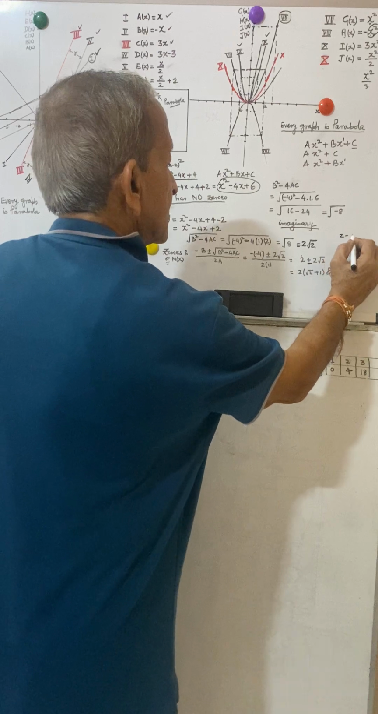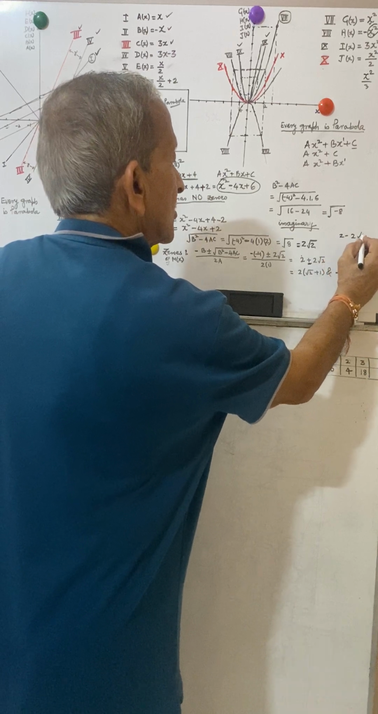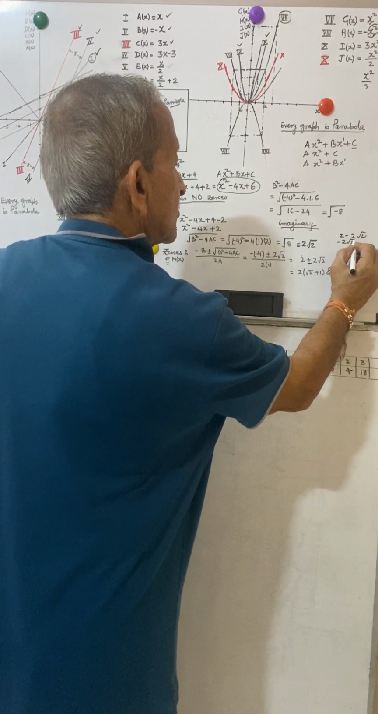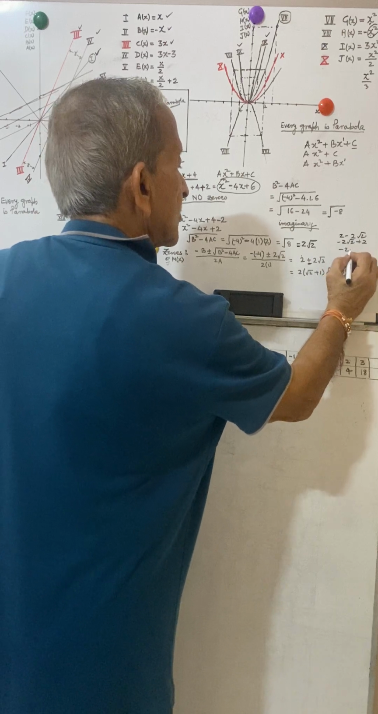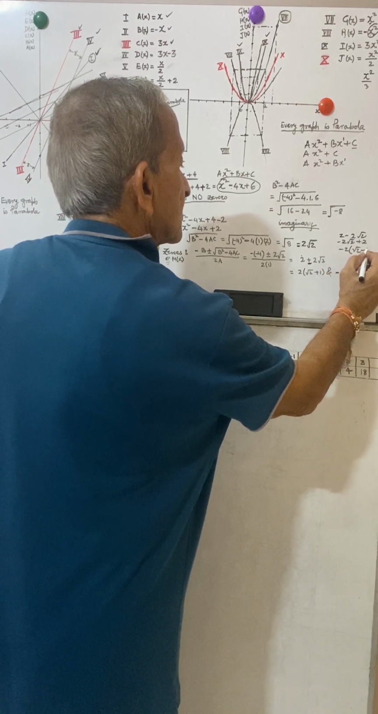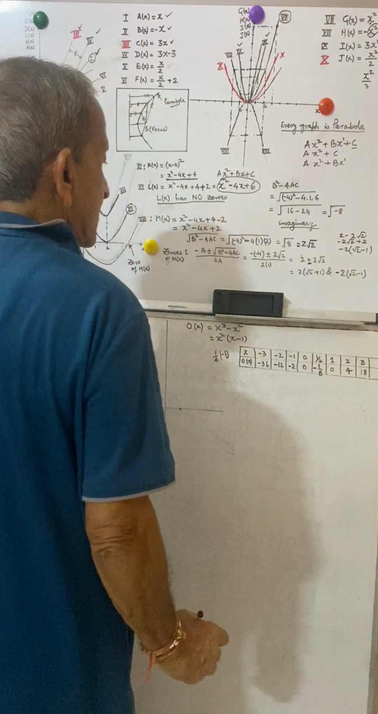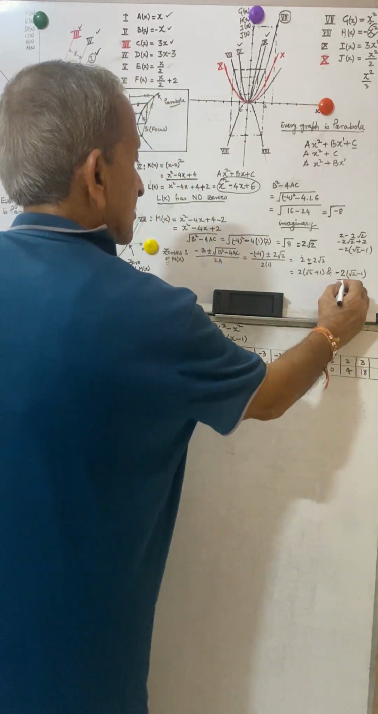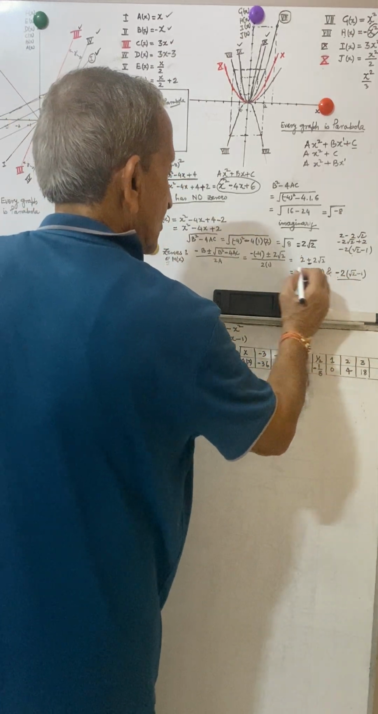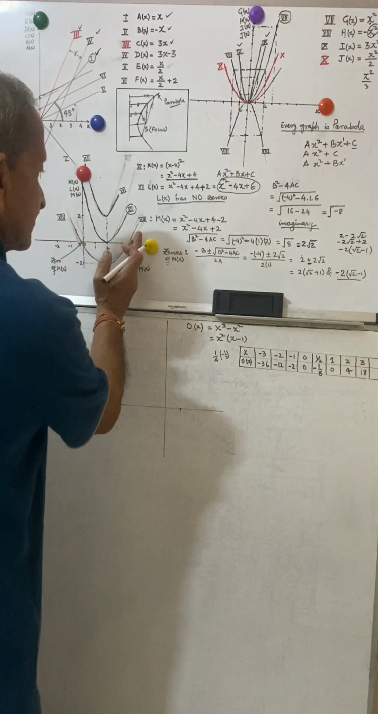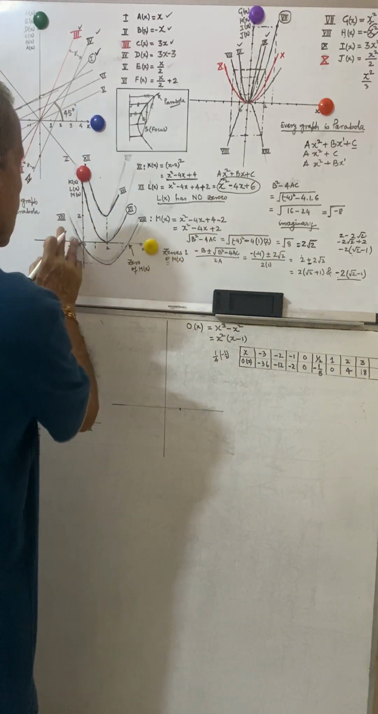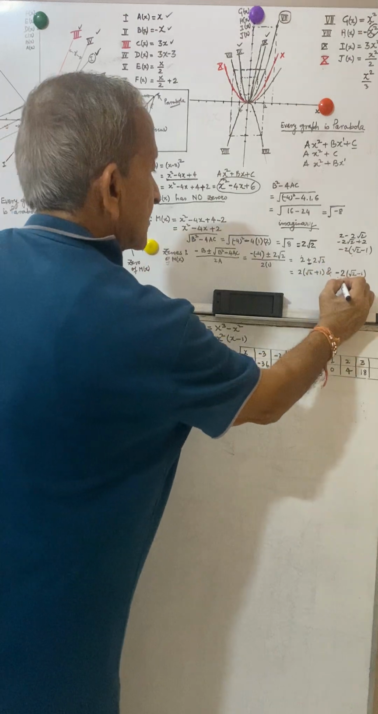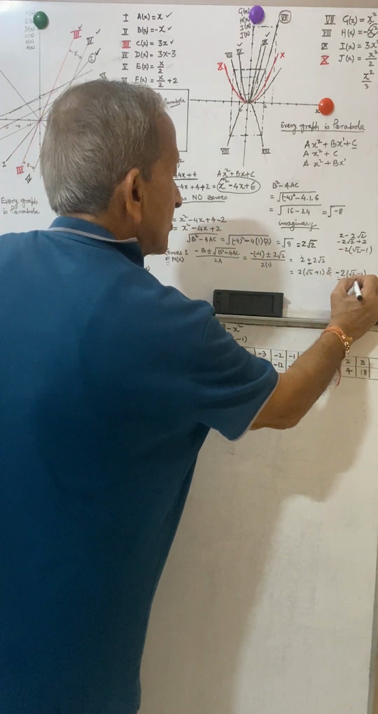The other value is minus 2 root 2. Write this first, minus 2 root 2 plus 2, and take minus 2 common. It will be root 2 minus 1 because root 2 is greater than 1. So it has one zero on the positive side and one zero on the negative side. On the negative side, its value will be minus 2 root 2 minus 1.